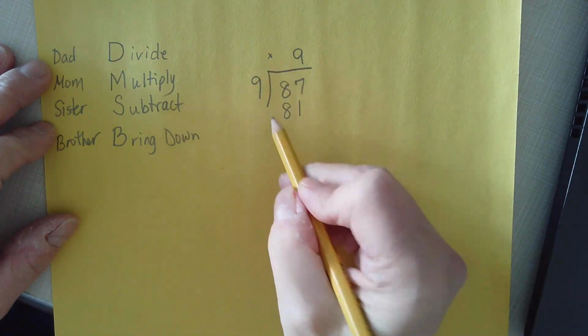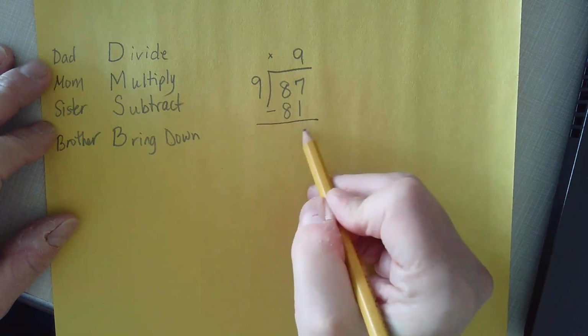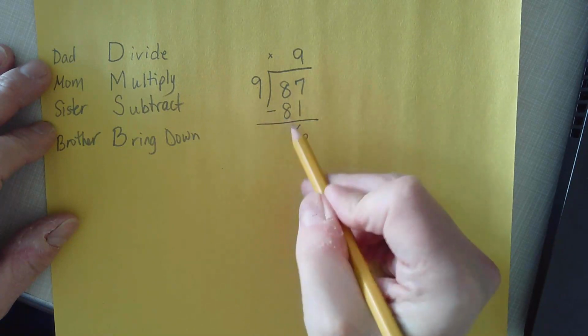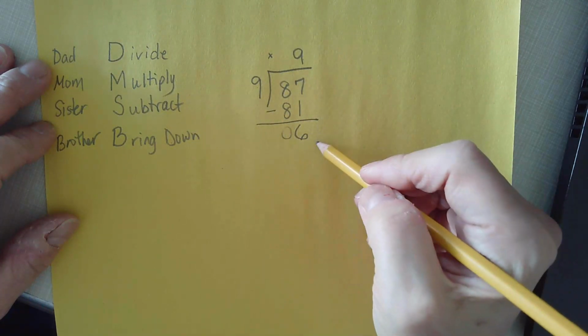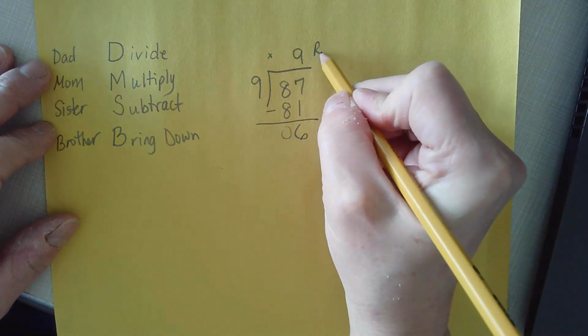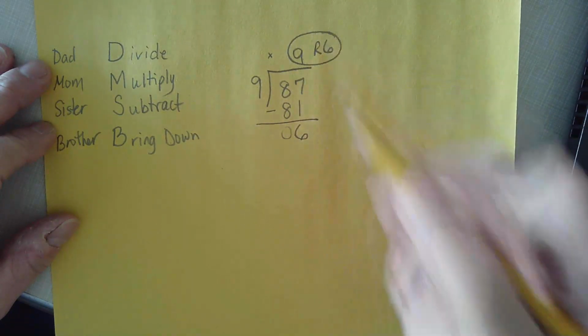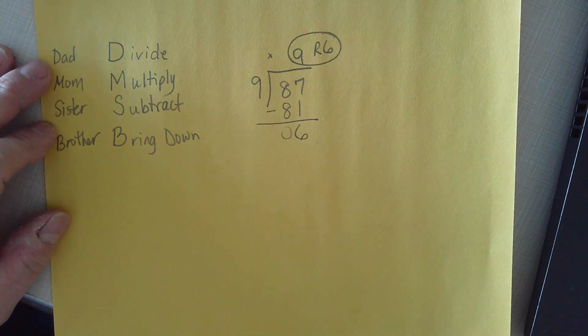Now we're going to subtract. 7 minus 1 is 6. 8 minus 8 is 0, and there's nothing to bring down. So that means our answer is 9 with a remainder of 6. Okay, that's a short long division problem.